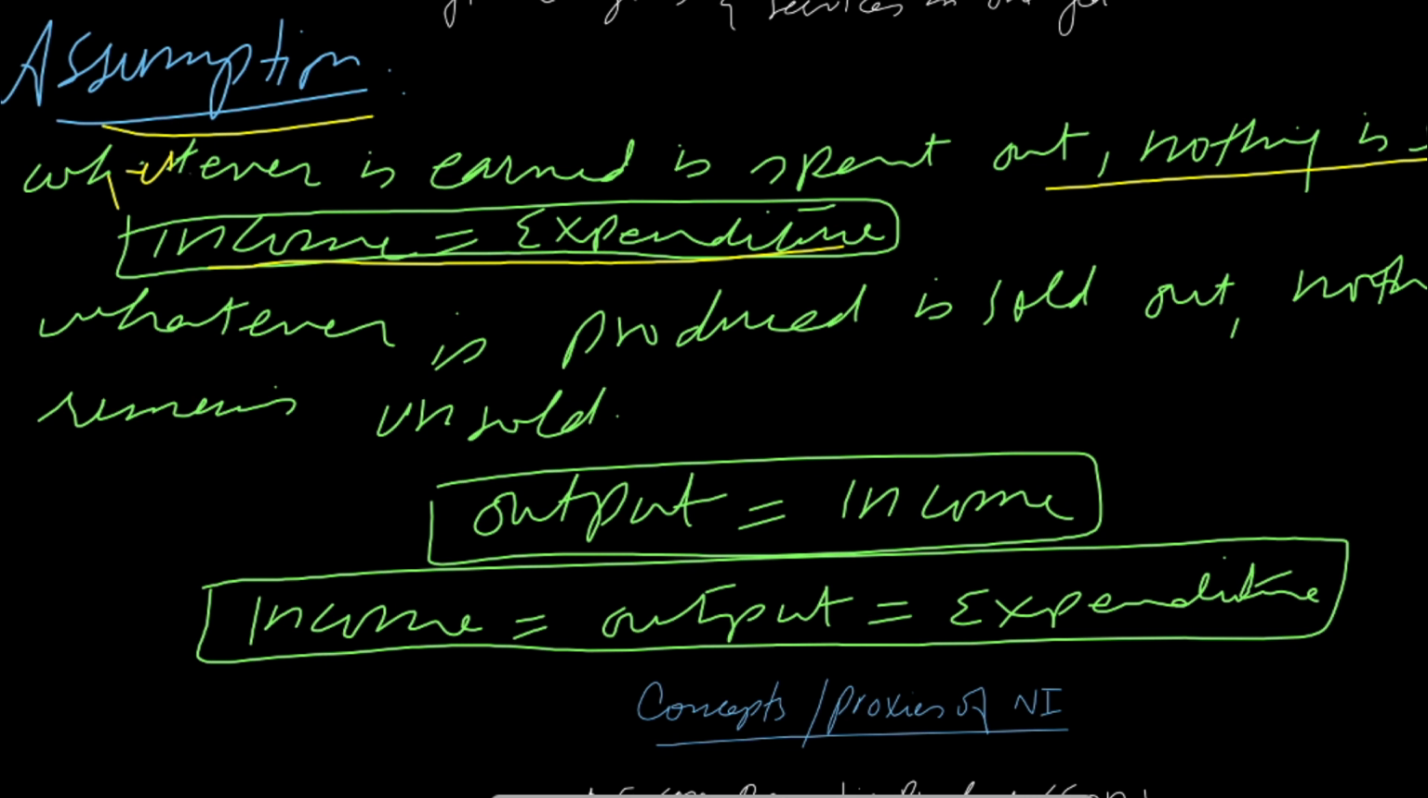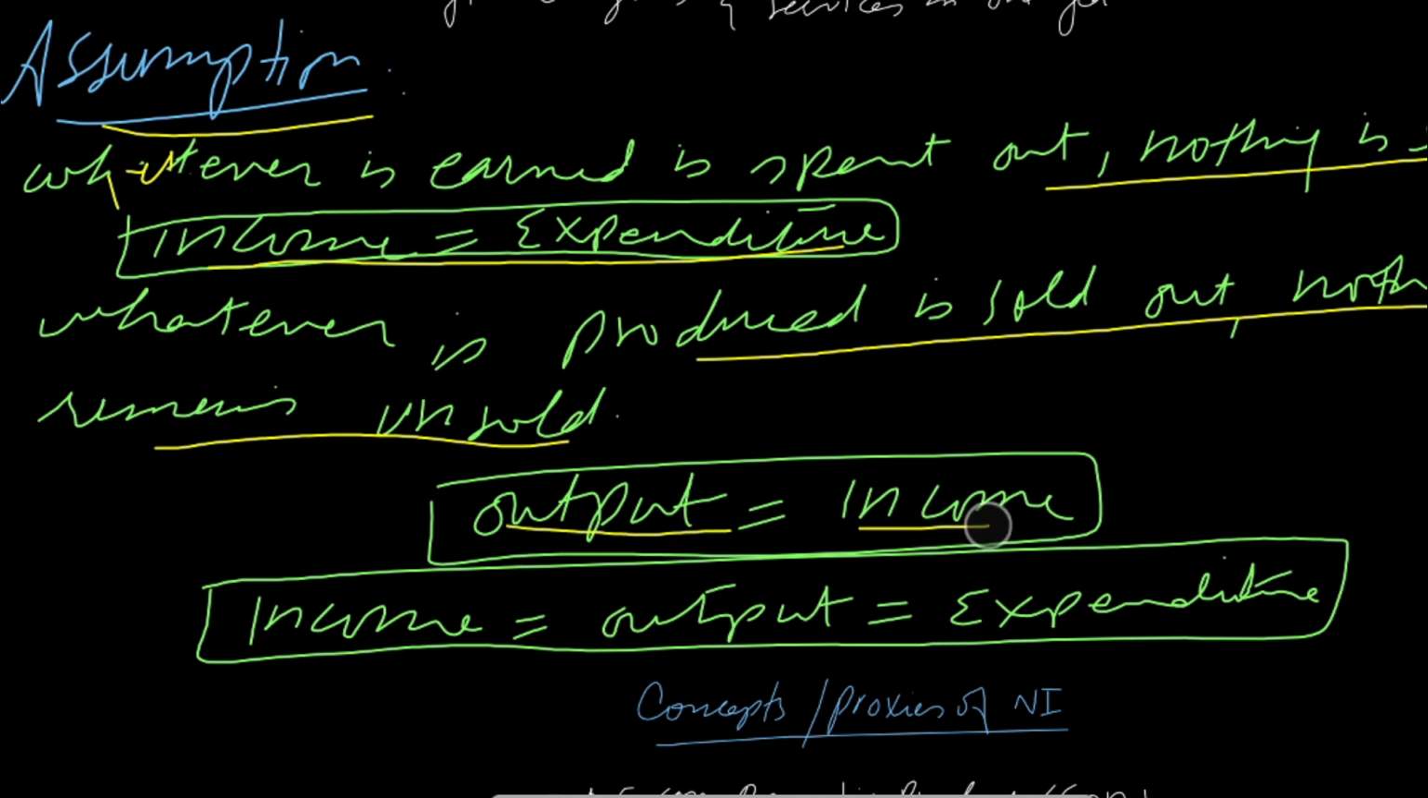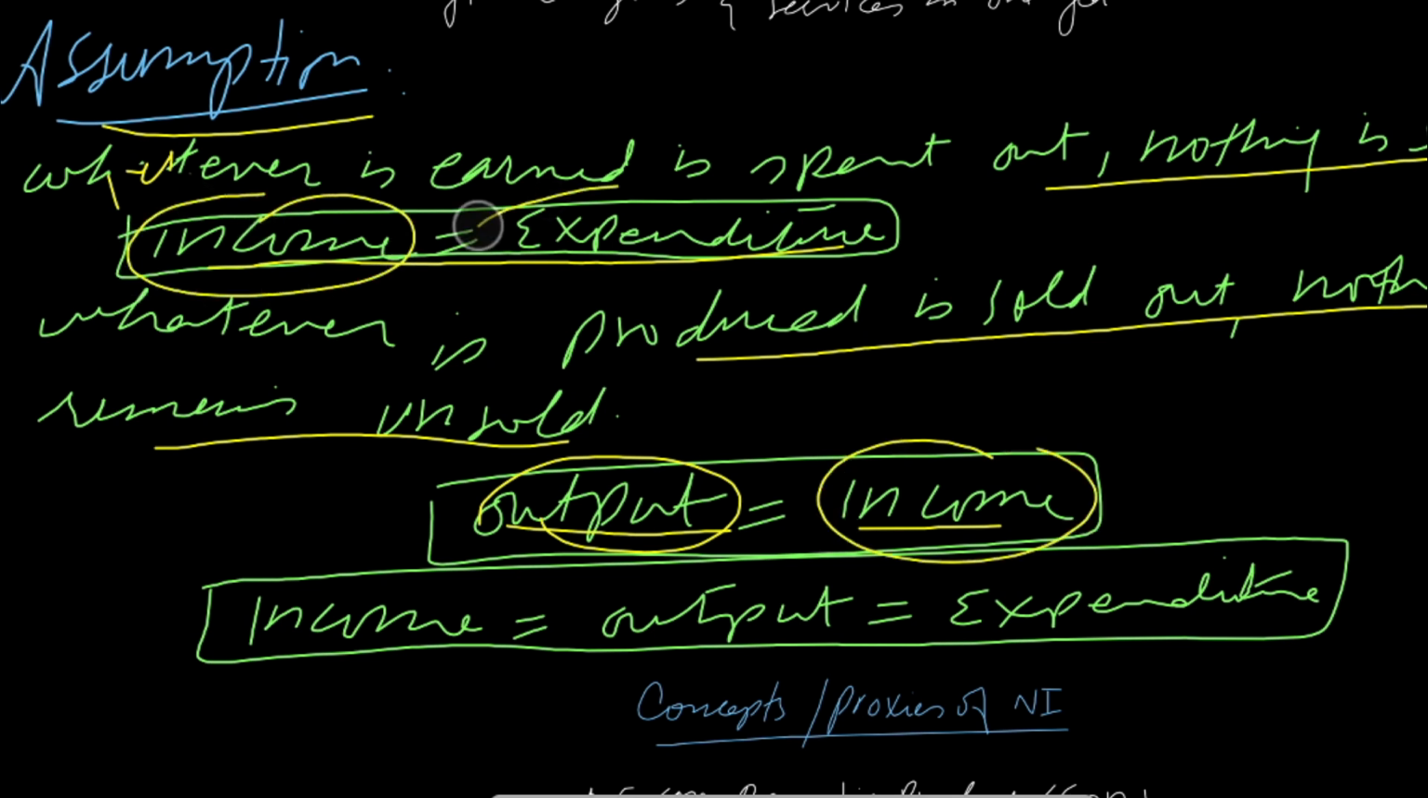On the other hand, whatever is produced is sold, nothing remains unsold. Again, output will be equal to income. Now you can see that if output is equal to income and income is equal to expenditure, then we can write it as income equals output equals expenditure. So these are two assumptions, and when we take these two assumptions, the above three definitions will be appropriate.